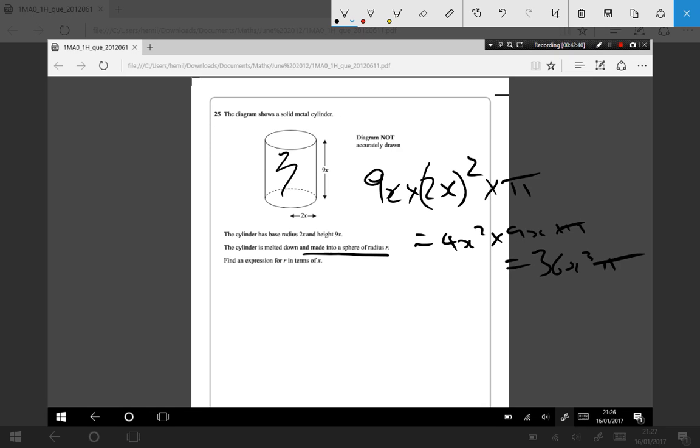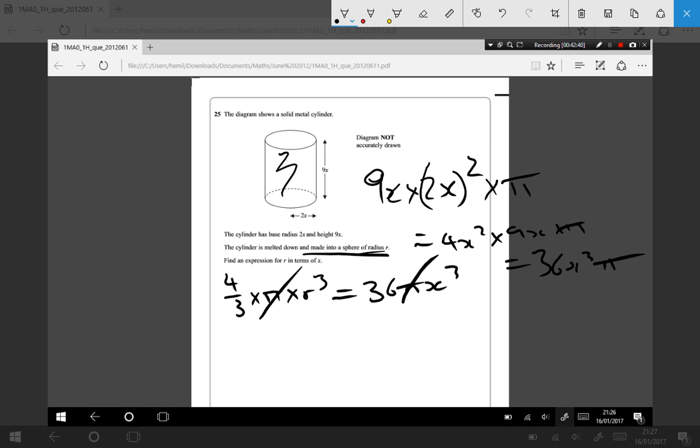And now we need to find the volume of the sphere. And how do you find the volume of a sphere? Well, it's 4 over 3 pi r cubed. And we know that the radius is changed. So we need to make that equal to 36 pi x cubed. So as you can see, the pi's can cancel. Then we can multiply 3 on both sides and then divide it by 4.